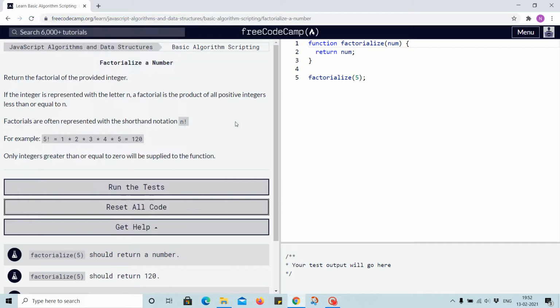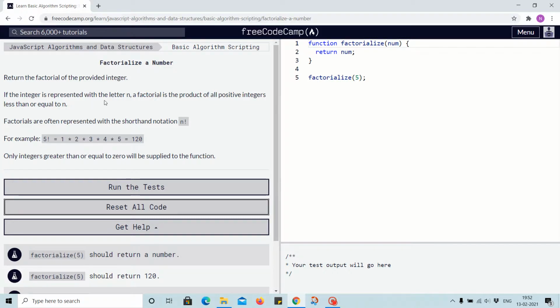Hello everyone, welcome back. Next exercise is to factorialize a number. What do we mean by that? We return the factorial of the provided integer.